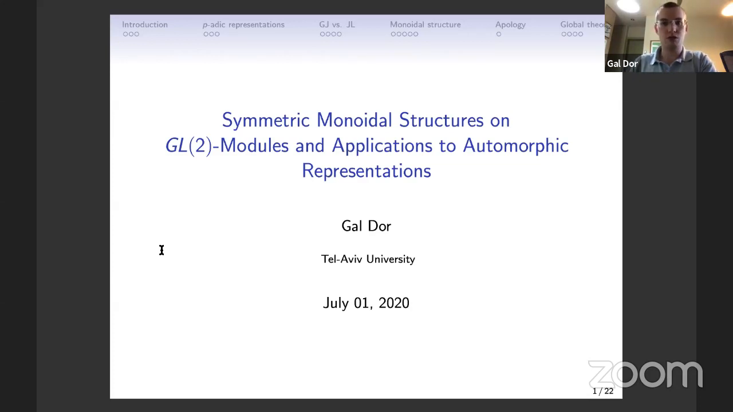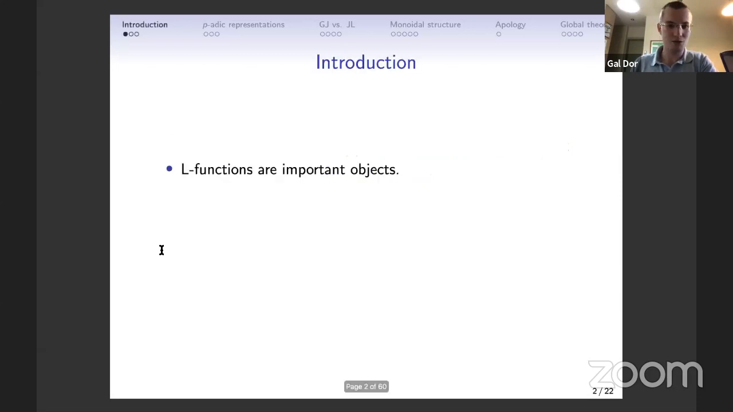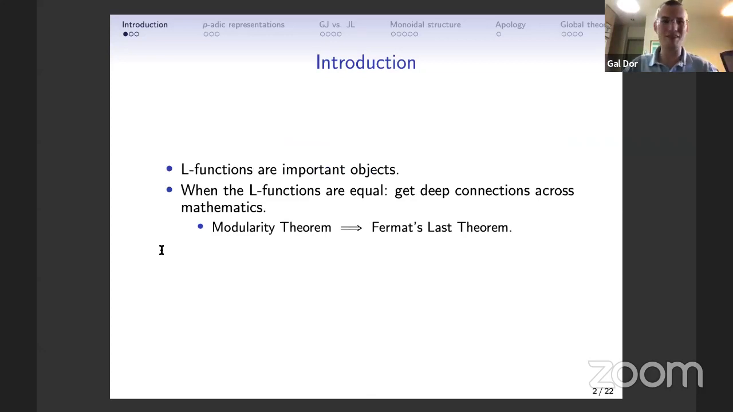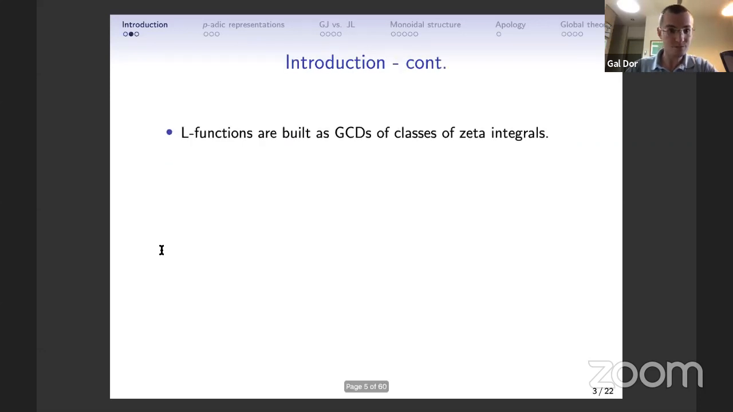Okay, so let's begin. L functions are important objects. They're so important that they deserve a slide of their own. You have different kinds of L functions that come out of various constructions. Sometimes they come out of representation theoretical objects like automorphic representations, and sometimes out of Galois representations. When they're similar, you get some deep connections. However, this is not what I'm going to be talking about today. We're going to be focusing only on automorphic L functions.